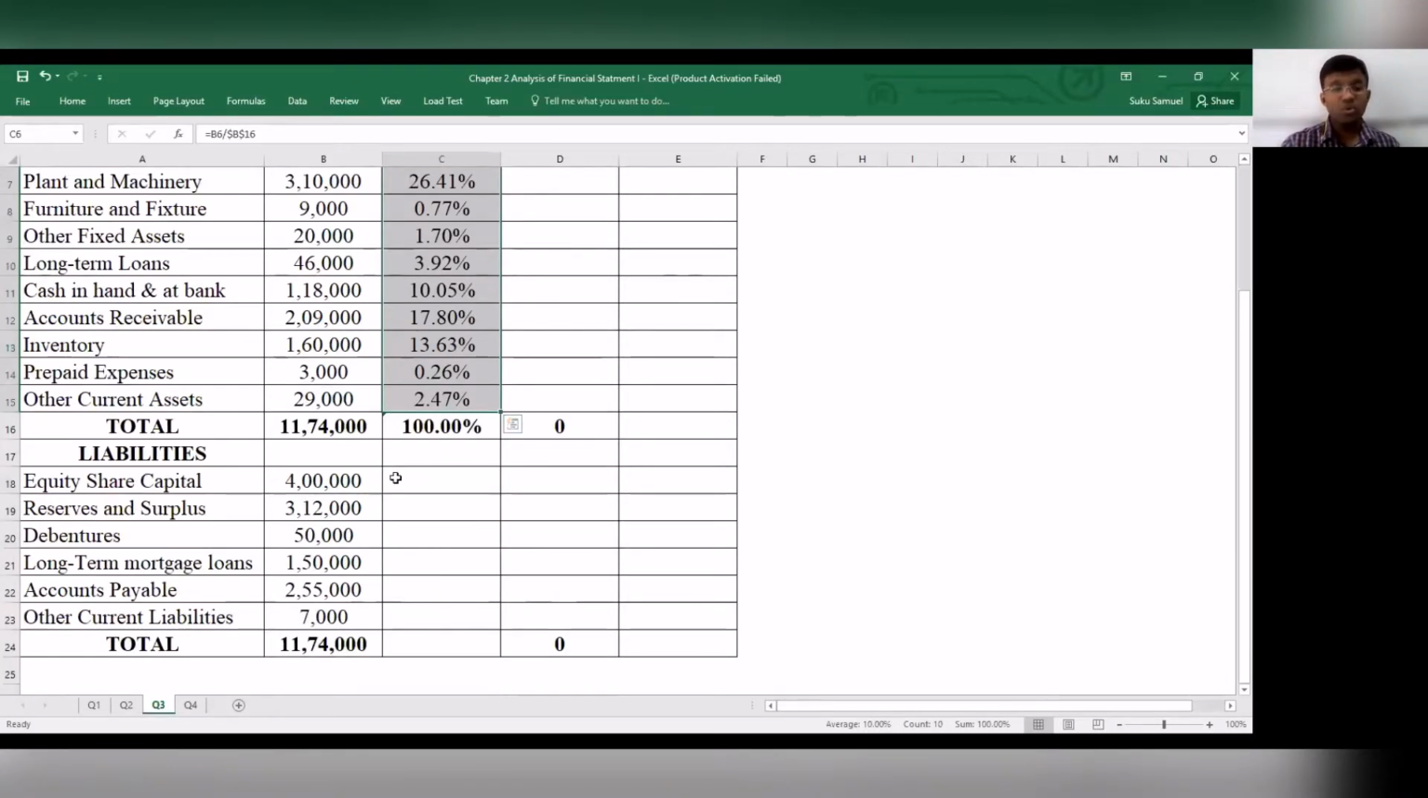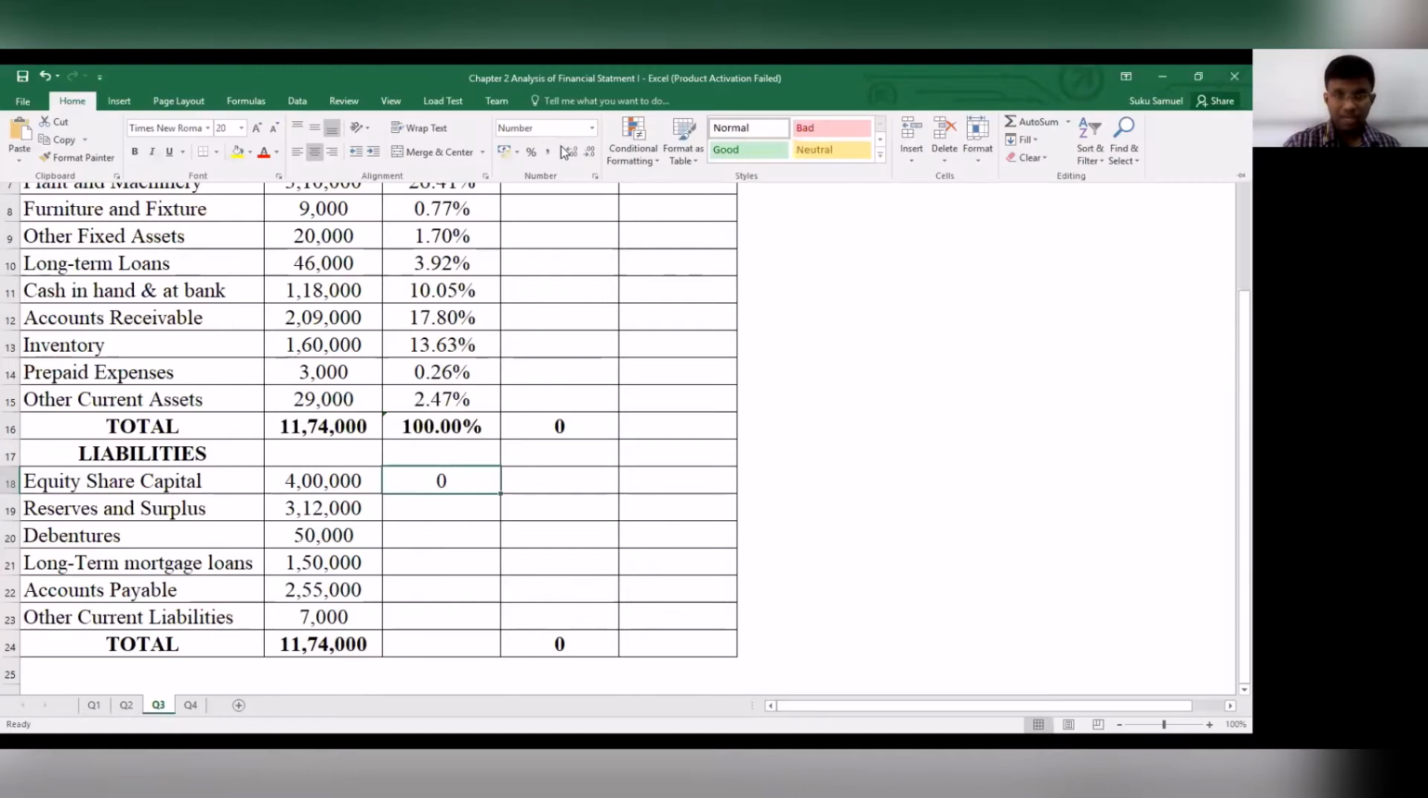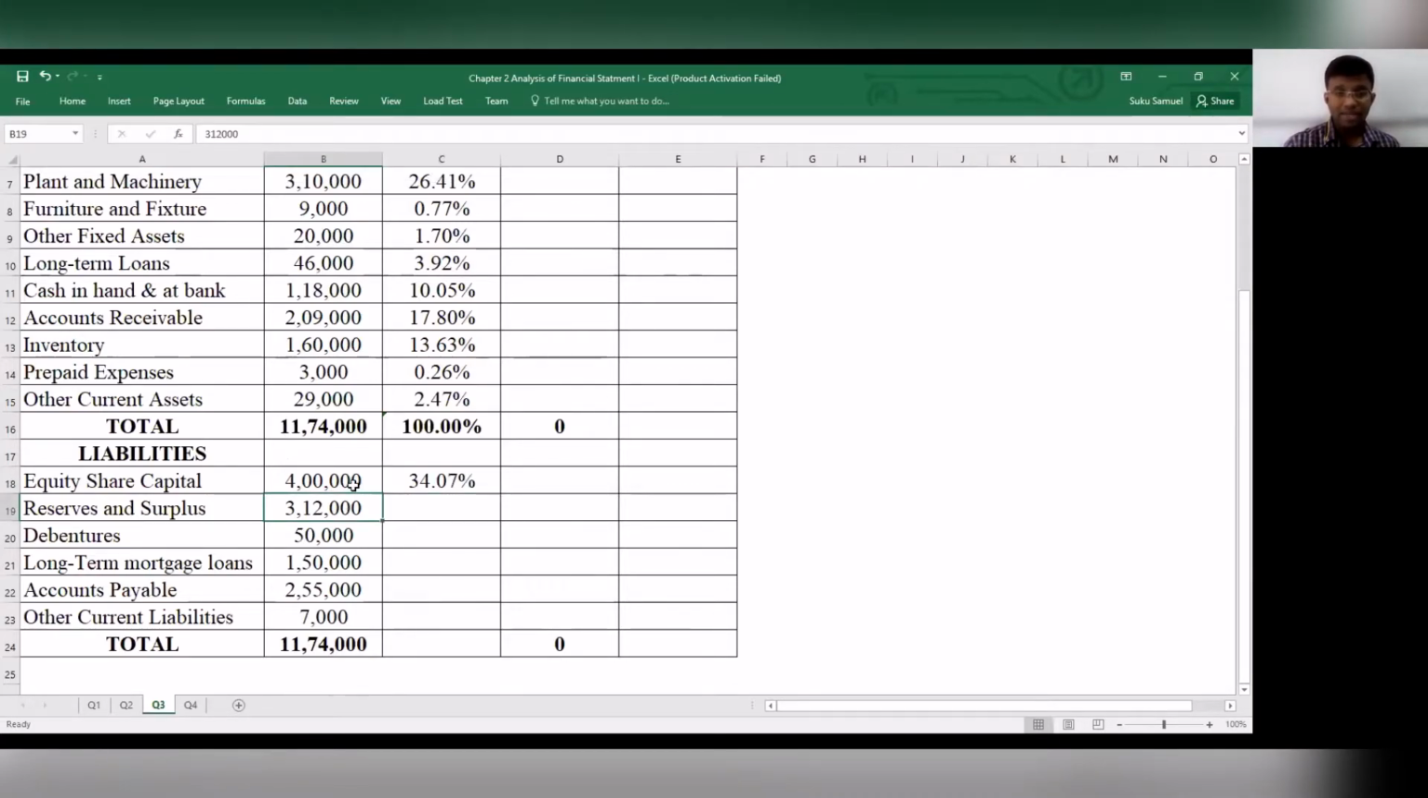The same thing goes with liabilities as well. When you work out for liabilities, you will have to work out in the same manner. For liabilities, you divide each of the liability items by the total liability. So total liability in this case is 11,74,000. Since it's from the balance sheet, these two should tally with each other.